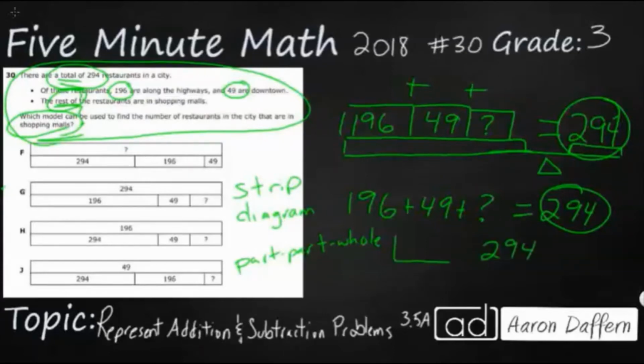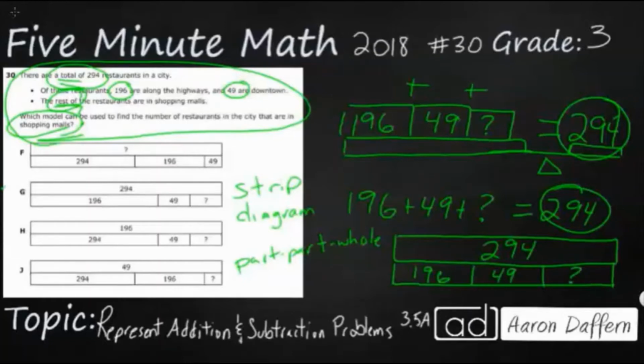So we're going to put this right here. That represents everything. And then underneath it, we already know we've got 3 chunks. Sometimes they try to make them proportional. Sometimes they don't. I'm not going to worry about it this time. I'm just going to say 196, 49, and then question mark. When I draw it like this, I don't have to include the plus signs because the strip diagram shows you that these connecting bars are automatically plus signs.